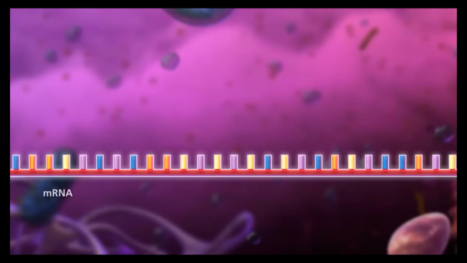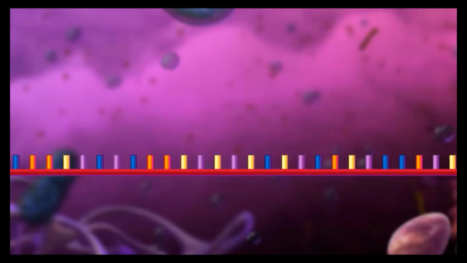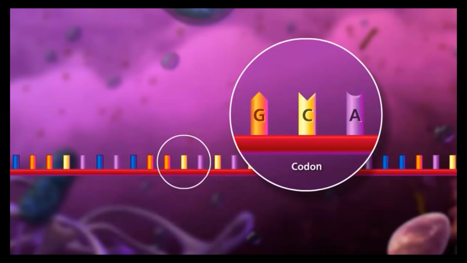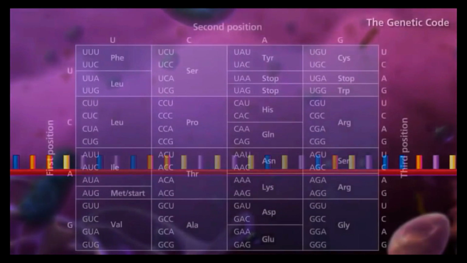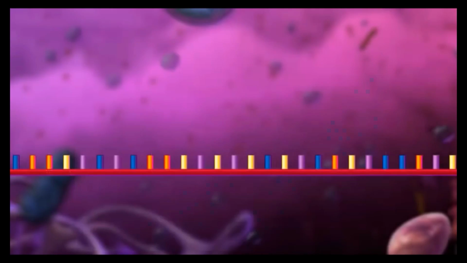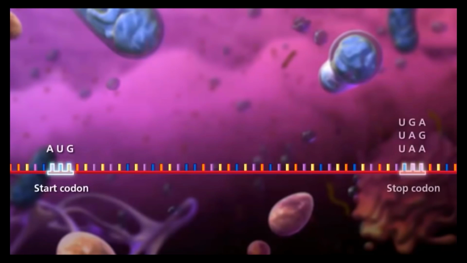How is the information in the messenger RNA strand translated into a protein? Nitrogenous bases are grouped into three-letter codes called codons. The genetic code includes 64 codons. Most codons code for specific amino acids. There are 4 special codons, 1 that codes for start and 3 that code for stop.